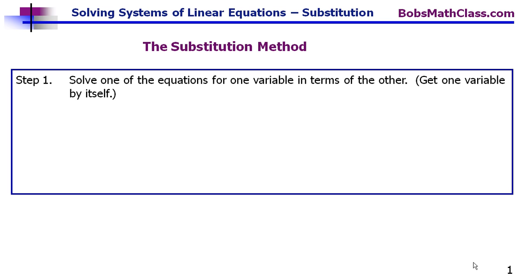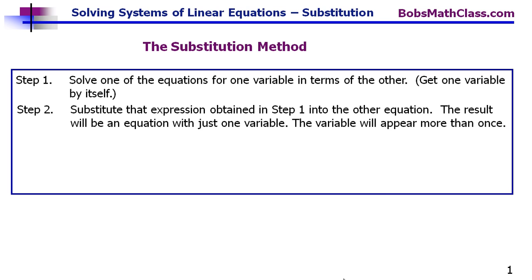It's usually the easiest when the coefficient is a 1, but sometimes we don't always have that choice. Okay, next step. Substitute that expression obtained in step 1 into the other equation. The result will be an equation with just one variable. Now that variable will appear more than once, but what we'll end up having is an equation with either only x or only y.